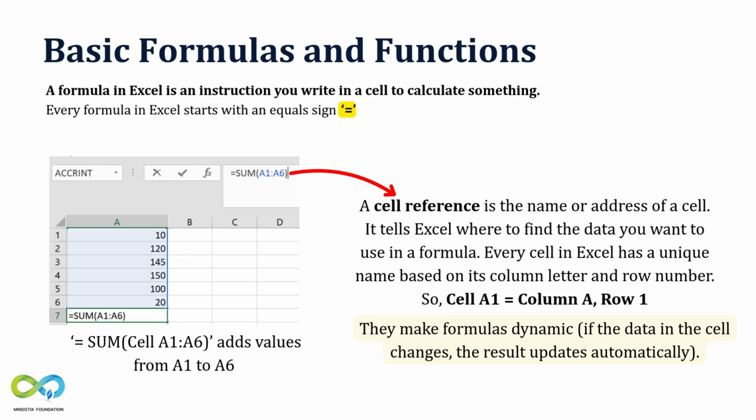Excel allows you to perform calculations using formulas. Every formula starts with an equal sign. For example, typing =SUM(A1:A6) will add the values from cells A1 to A6. Formulas use cell references, which tell Excel where to find data. This makes formulas dynamic because if the data in the cell changes, the formula result updates automatically.